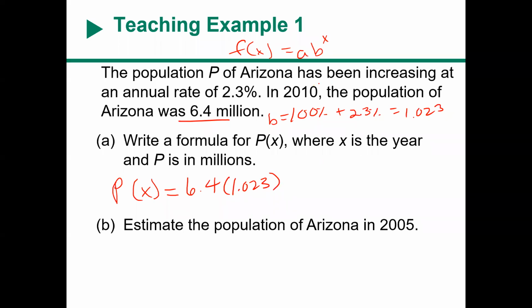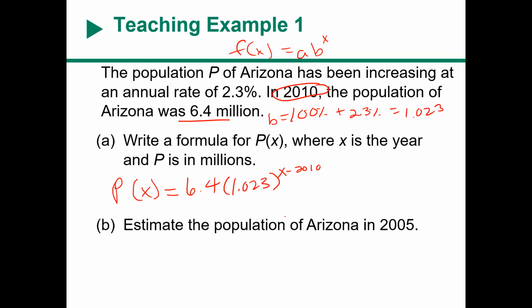And then X is the years. Well, I'm starting at 2010, so X is the years, but minus 2010. I said X is the years in millions. No, X is the years and P is in millions. So this is the formula that I'm following.